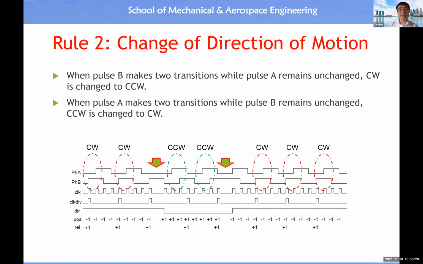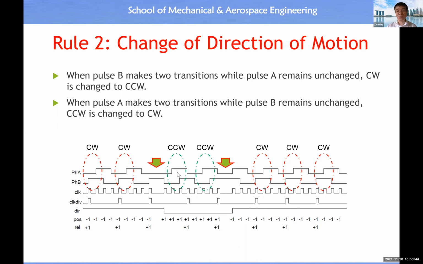Then how about the change of direction? You move, then suddenly you undergo counterclockwise rotation, then you change and move in clockwise rotation. So you apply this rule, this observation: when one signal undergoes two transitions, let's say a transition from low to high and high to low, the other signal remains unchanged.